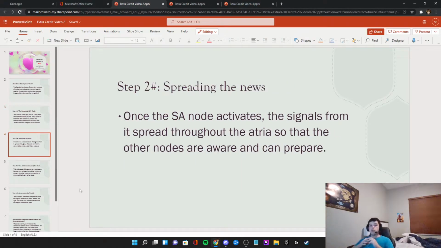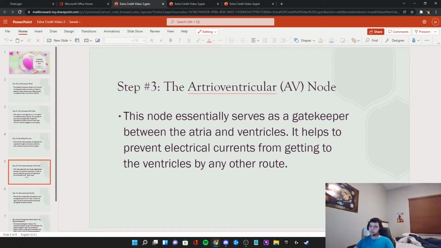So step two is what I called spreading the news, right? Once the SA node activates, its signals are spread throughout the atria so that the other nodes can prepare, like I mentioned before. So the SA node activates, starts the heartbeat and the heart rhythm, then that signal is spread through the atria to the other nodes and bundles so that they are aware and can start preparing as well.